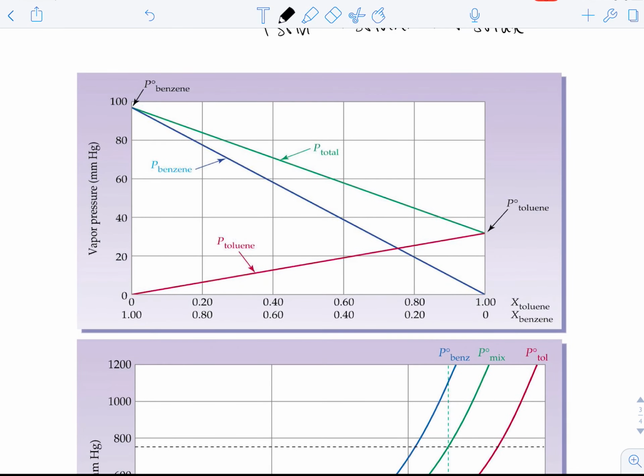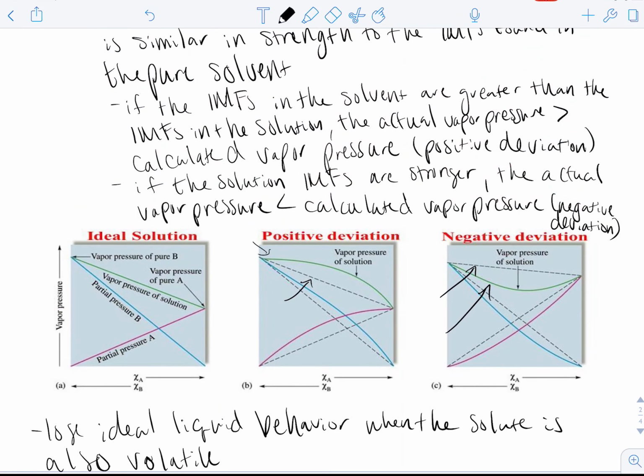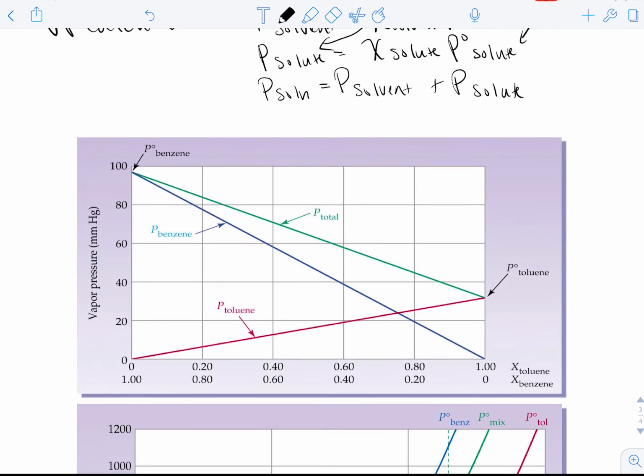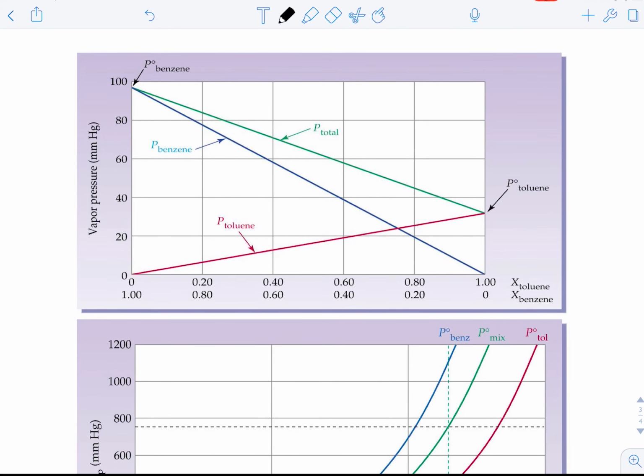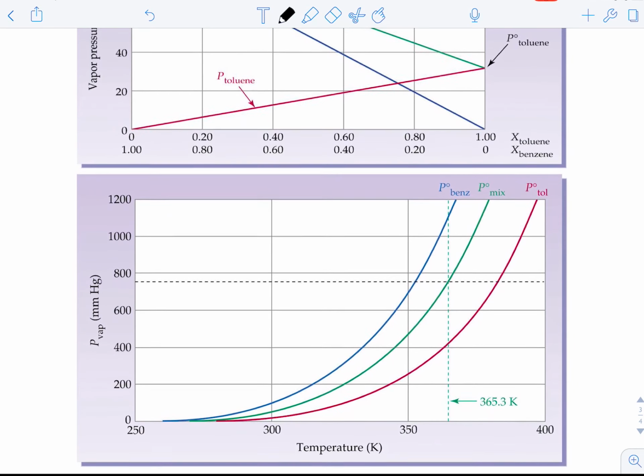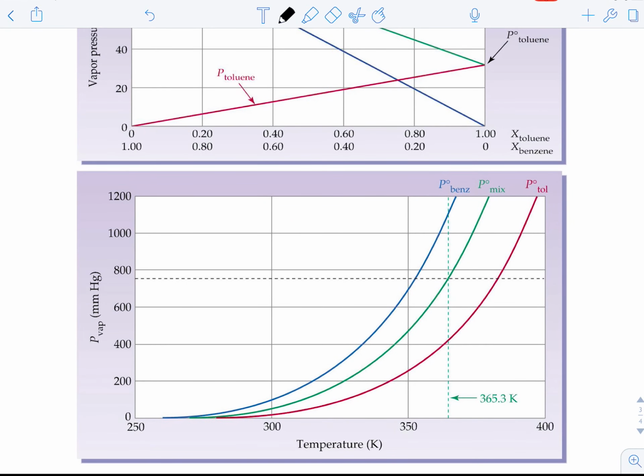We will still see a positive and a negative deviation in this case, like we saw up here, if we have intermolecular forces that are different in the solution than they are for the pure solvent. So in general, it's just going to be an additive thing. We add the vapor pressures together to get the vapor pressure of our solution. And generally, the mixture will be somewhere between the two vapor pressures.